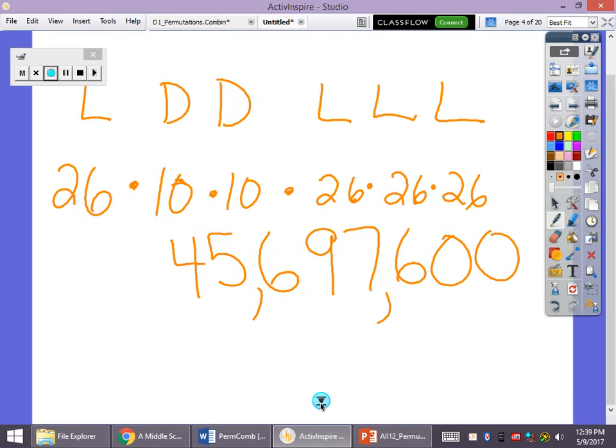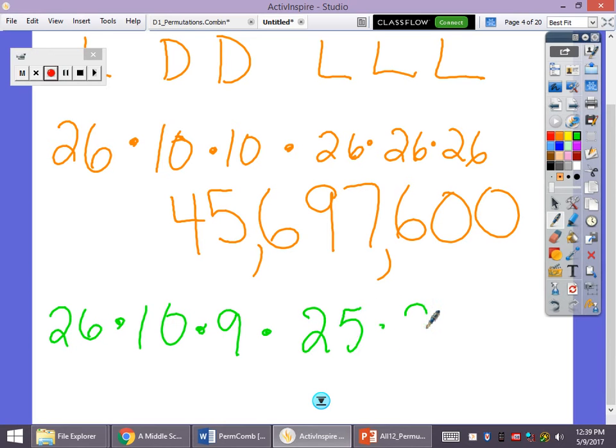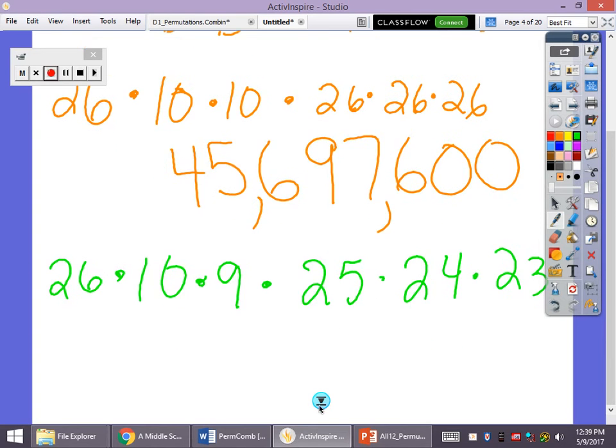All right, so we're going to change this, however. Texas now says that once you use a letter on the tag, you can't use it again. So the first position will still be 26 times 10 times 9 times 25, 24 times 23. How many combinations does that get me?